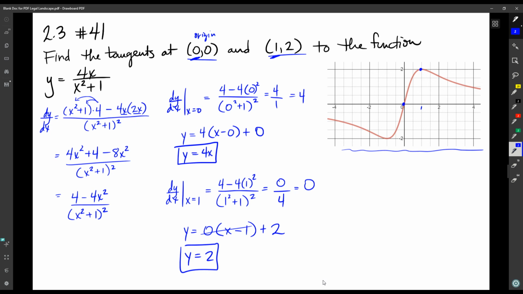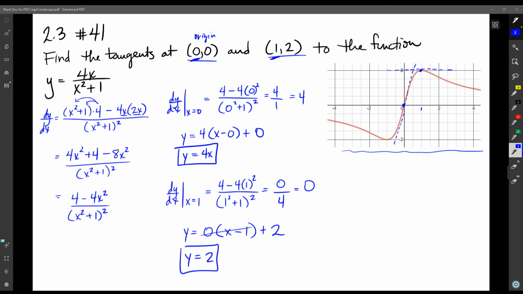At the origin, would the tangent line be y equals 4x? And I can agree with that. It would. It has an origin y-intercept. It has a slope of up 4 over 1. Then at 1, 2, is that just the horizontal line y equals 2? Yeah, it sure is. Look at that tangent line. It's for sure flat. So those are our answers to 41 on section 2.3.